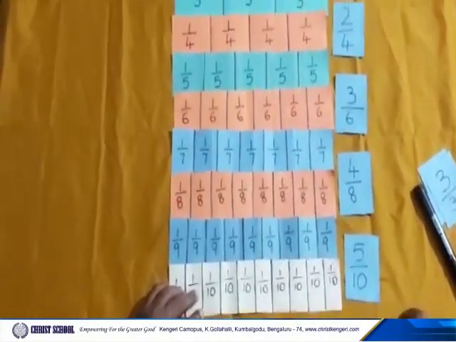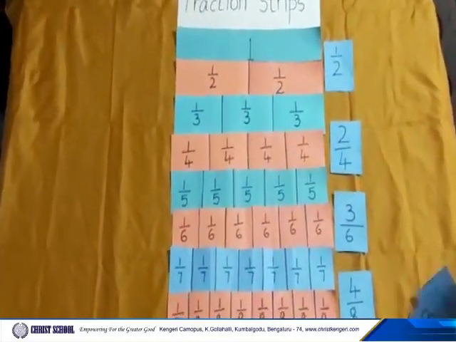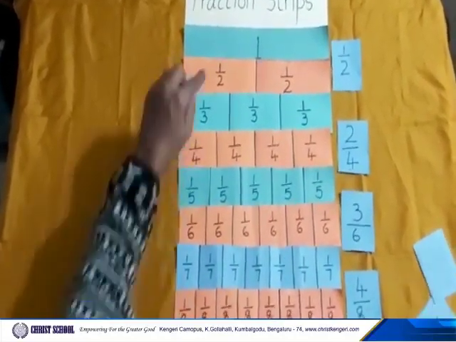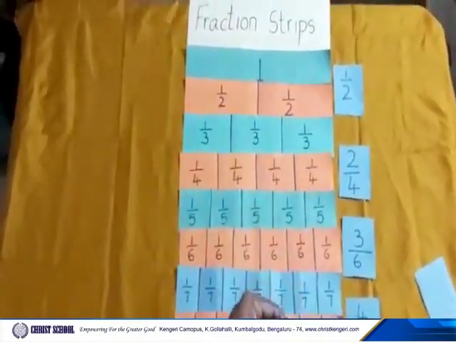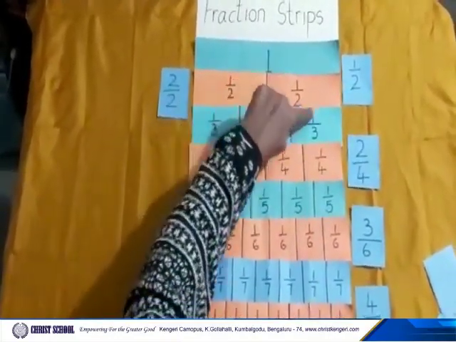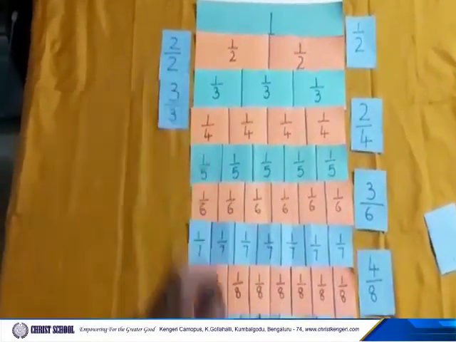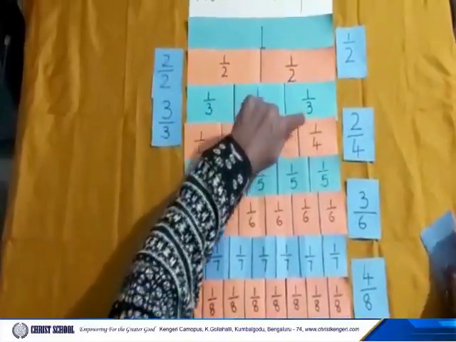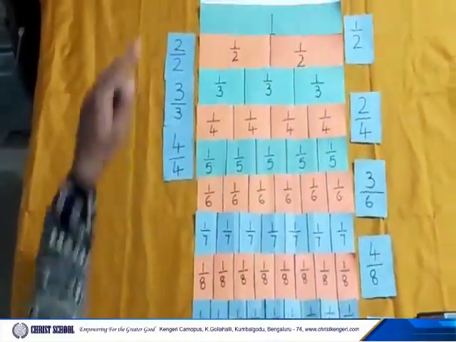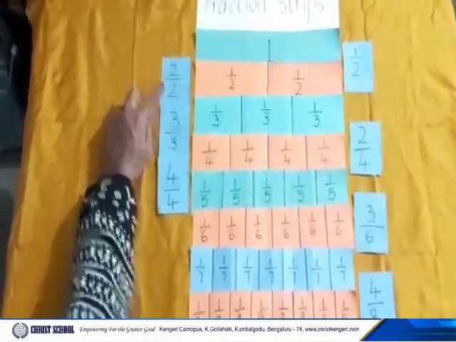Now let's write the fractions that are of same size as 1. One plus 1, 2 by 2, which is equal to 1. 1, 2, 3, 3 by 3, which is equal to 1. 1, 2, 3, 4, 4 by 4, which is equal to 1. So, when the numerator and denominator are the same number, then we will have the same size as 1.